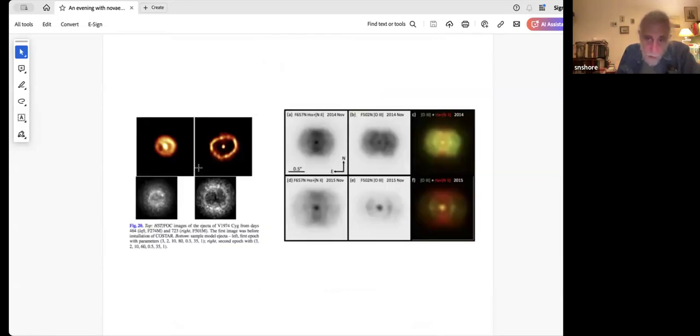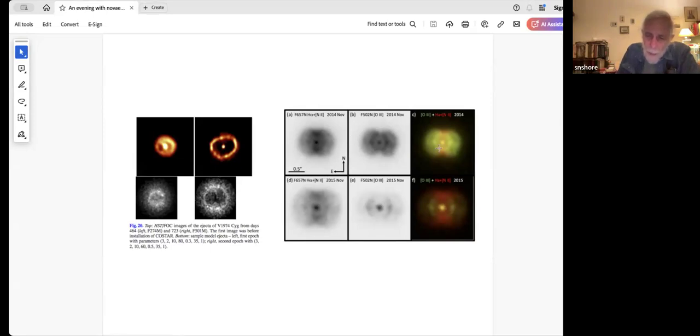Some of the ejecta are resolved. So I'll just show you two examples. This is Nova V1974 Cygni. These are models based on the line profiles. These are the actual observations.